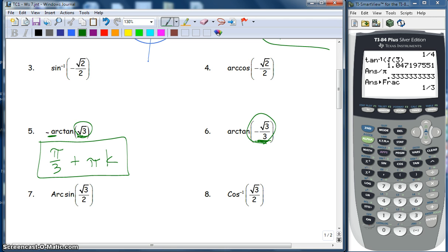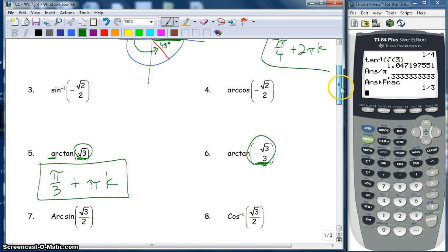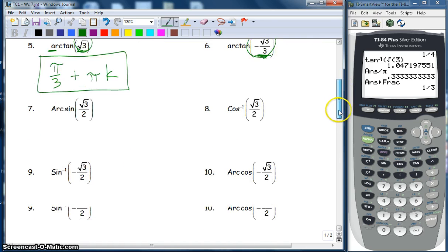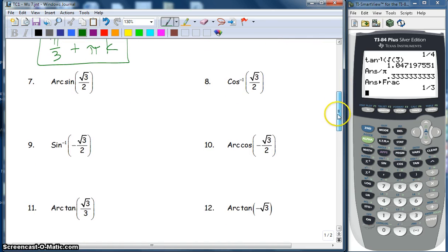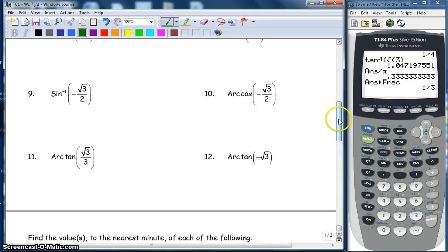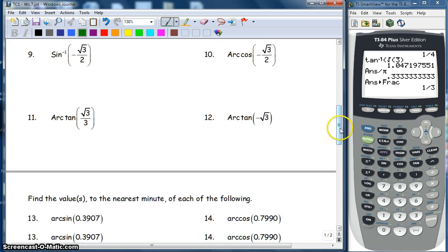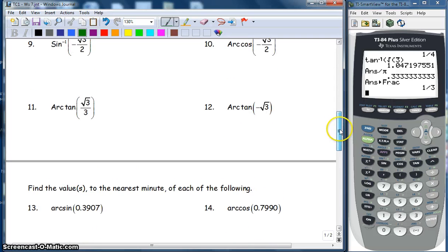Alright, I'm going to go now and do a couple of degree ones. These are all the big ones, so 7, 8, 9, 10, 11, and 12. Use your calculator, get the value, and you're done. Remember, big arc, or big sine inverse, cosine inverse, tangent inverse, you just use the principal value.